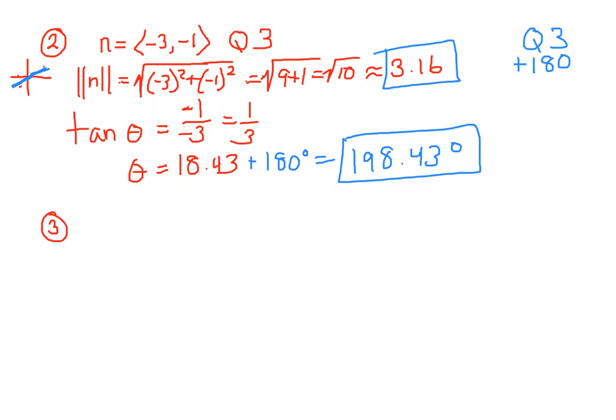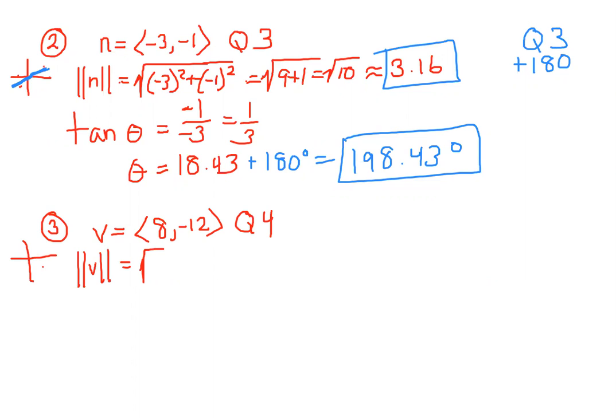Let's look at number 3. V equals 8, -12. What quadrant is that in? 8, -12. That is in quadrant 4. So let's start with magnitude. Square root of 8 squared plus -12 squared. That gives us square root of 208, which is 4 times the square root of 13, which is approximately 14.42. There's our magnitude.